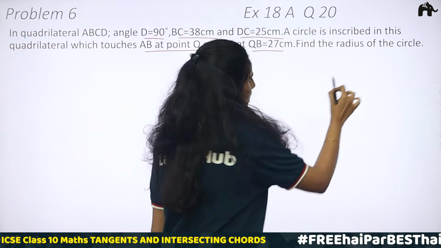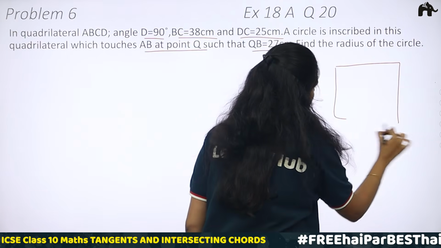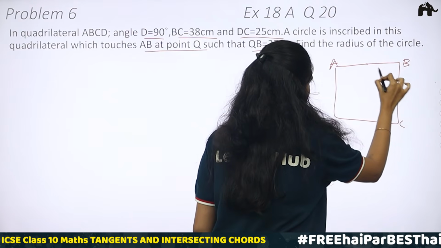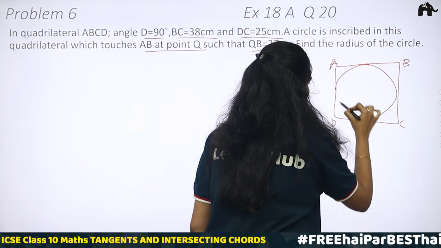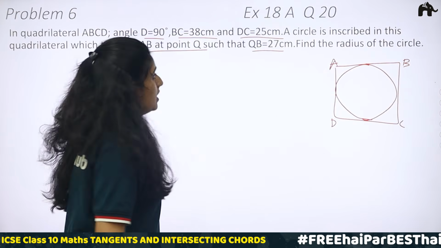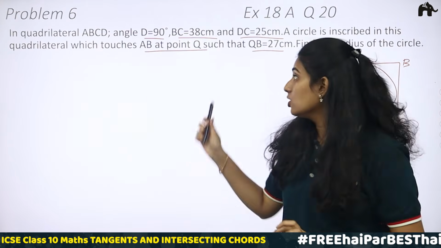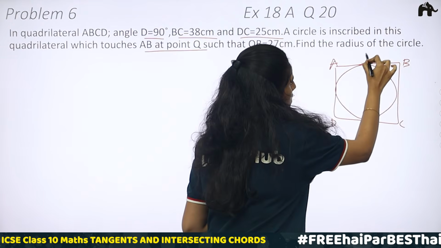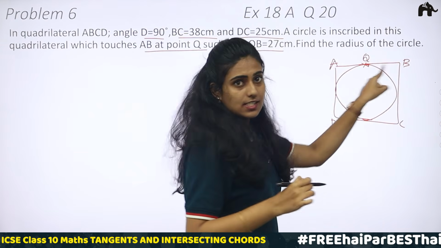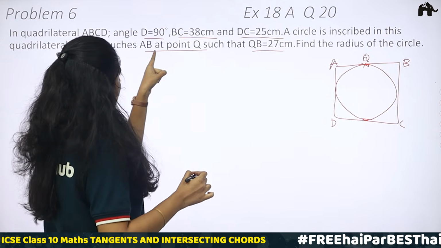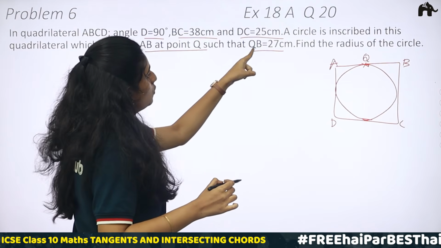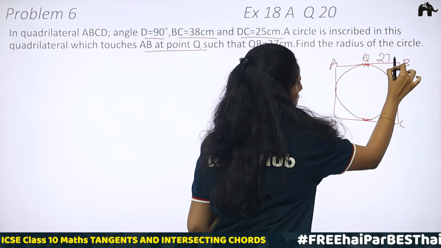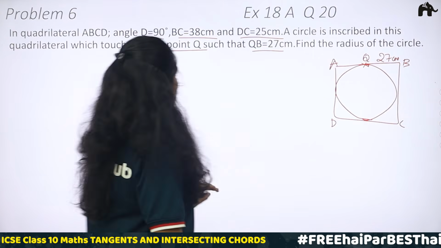First, we'll take a quadrilateral ABCD. We have a circle which is inscribed in this quadrilateral. What else is given? A circle is inscribed in this quadrilateral which touches AB at point Q. So, this is the point where the circle touches AB. We have QB is equal to 27 centimeters. QB is this measure. Okay, what else is given?